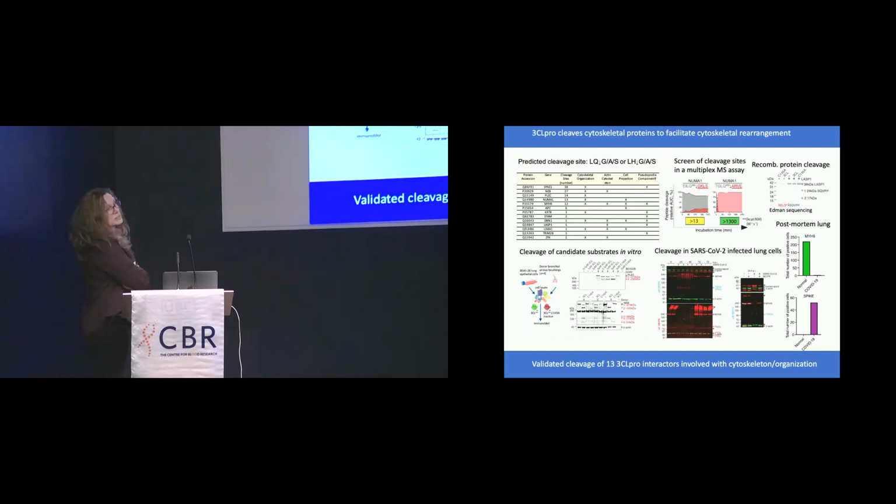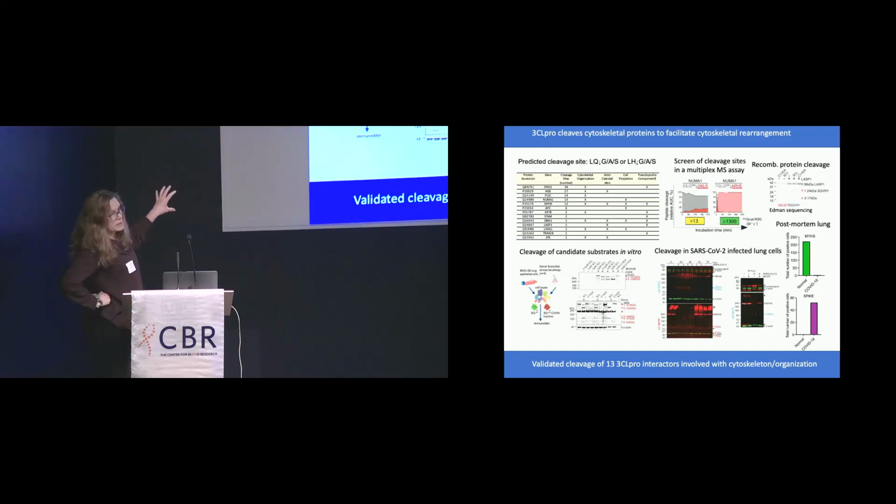So how might 3CL-Pro be involved in forming tunneling nanotubes? We took the 259 proteins and scanned through the protein sequences for canonical cleavage sites, which is shown top left. Those 13 proteins there were confirmed as substrates of 3CL-Pro that are involved in the cytoskeleton. To confirm that they were substrates, we used a variety of assays, which are shown here, and you can come talk to me after if you have any questions.